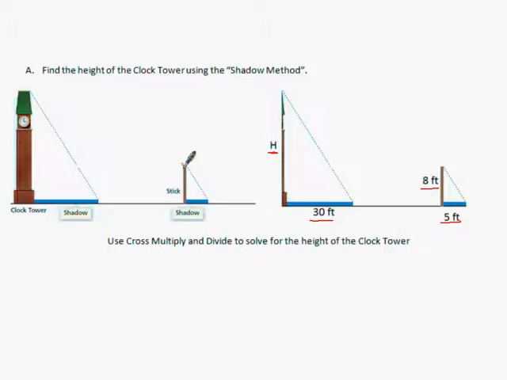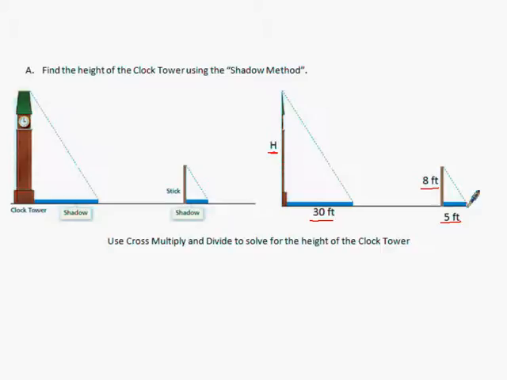So if we ignore the pretty pictures, and we just look at the triangles, this turns into a problem no different than in lesson 4.3 where we found the missing parts of shapes. And it actually is a lot easier because the triangles are really easy to set up into proportions. Now, we're going to use cross multiply and divide to solve for the height of the clock tower. So we need to set up our fractions.